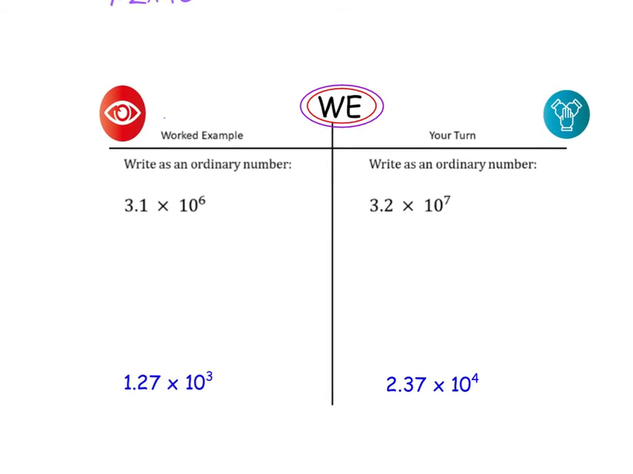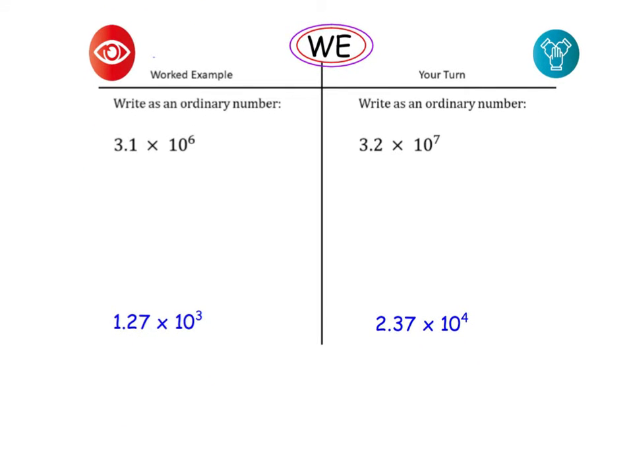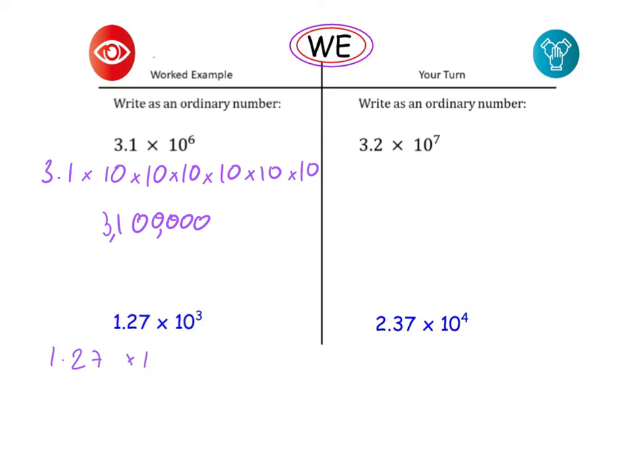So moving on, we'll look at when I have standard form and I've got to convert back. So what it's meaning is that you're going to have 3.1 times by 10 times 10, and there's 6 of them. So you're moving that place value along 6 places. You're going to end up with 3,100,000. Okay. So here we're going to do 1.27 times by 10 times 10 times 10. So that's going to be 1270.